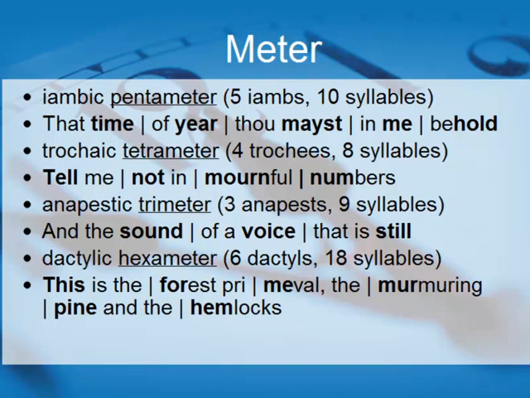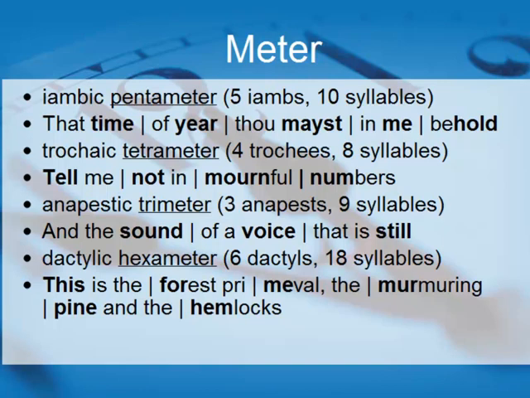And the last one is hexameter. Hexa means 6 meters. Dactylic is 3 syllables. Stressed, unstressed, unstressed. So dactylic hexameter would have 6 dactyls, which means 18 syllables. And this particular example actually has 17 syllables and a trochee at the end. "This is the forest primeval, the murmuring pine, and the hemlocks."